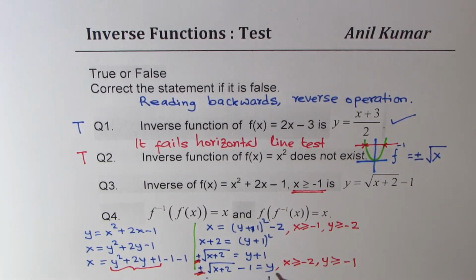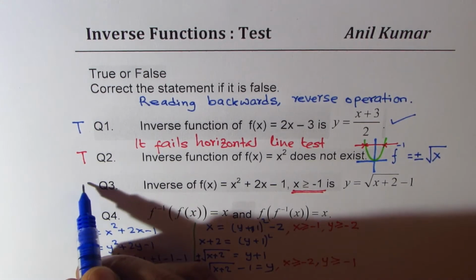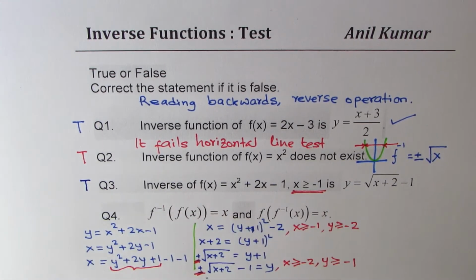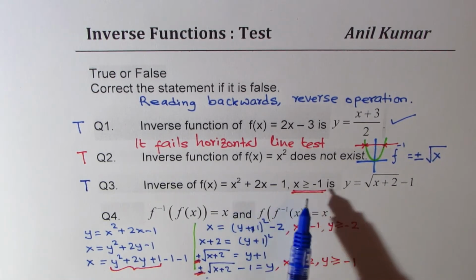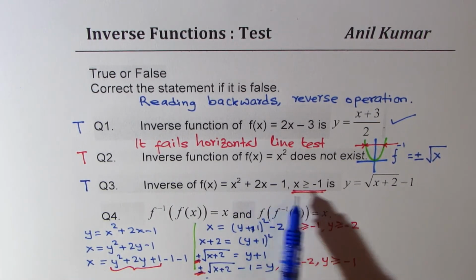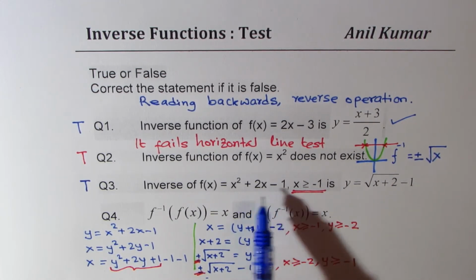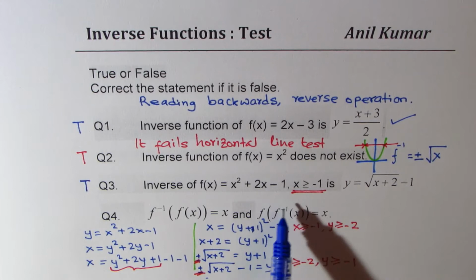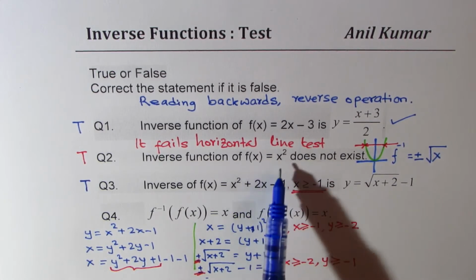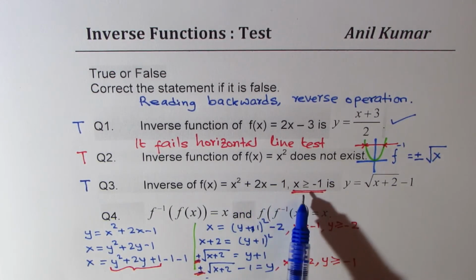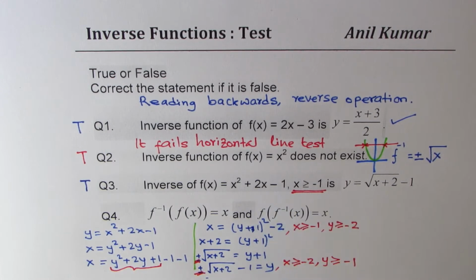So the inverse of the function is as given here, y equals plus square root of x plus 2 minus 1. Do you get the idea, right? So this statement is true. You need to find the inverse using completing the squares and also restrict the domain and range as given in the question for the function. So inverse of a parabola is possible if you restrict the domain as done in question number 3. This is very important to understand.